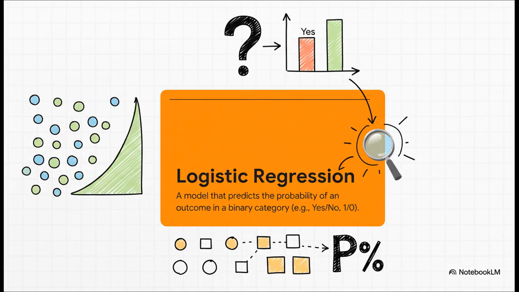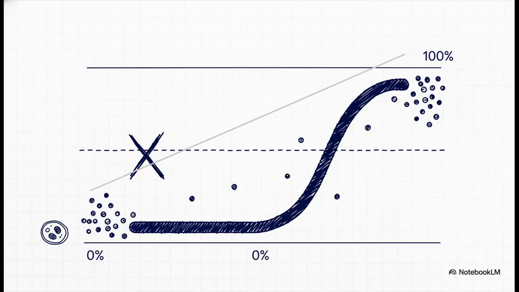It's called logistic regression. And its whole job isn't to predict a number, but to predict the probability of something happening, a probability between 0 and 100%. Now, instead of a straight line, logistic regression uses this really cool S-shaped curve. And there's a great reason for that. Think about it. A straight line could easily go below 0% or above 100% probability, which makes no sense. This S-curve is brilliant because it's always squished between 0 and 1. It perfectly maps an input, like the tumor's radius, to a clean probability.